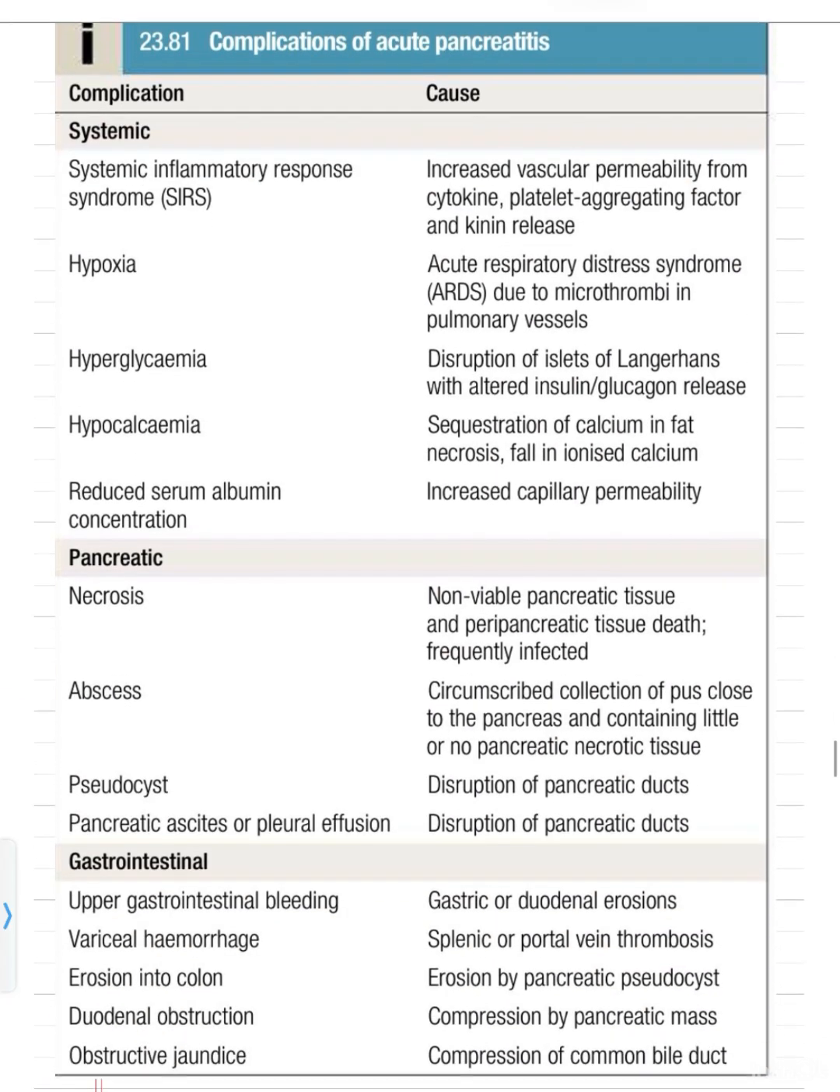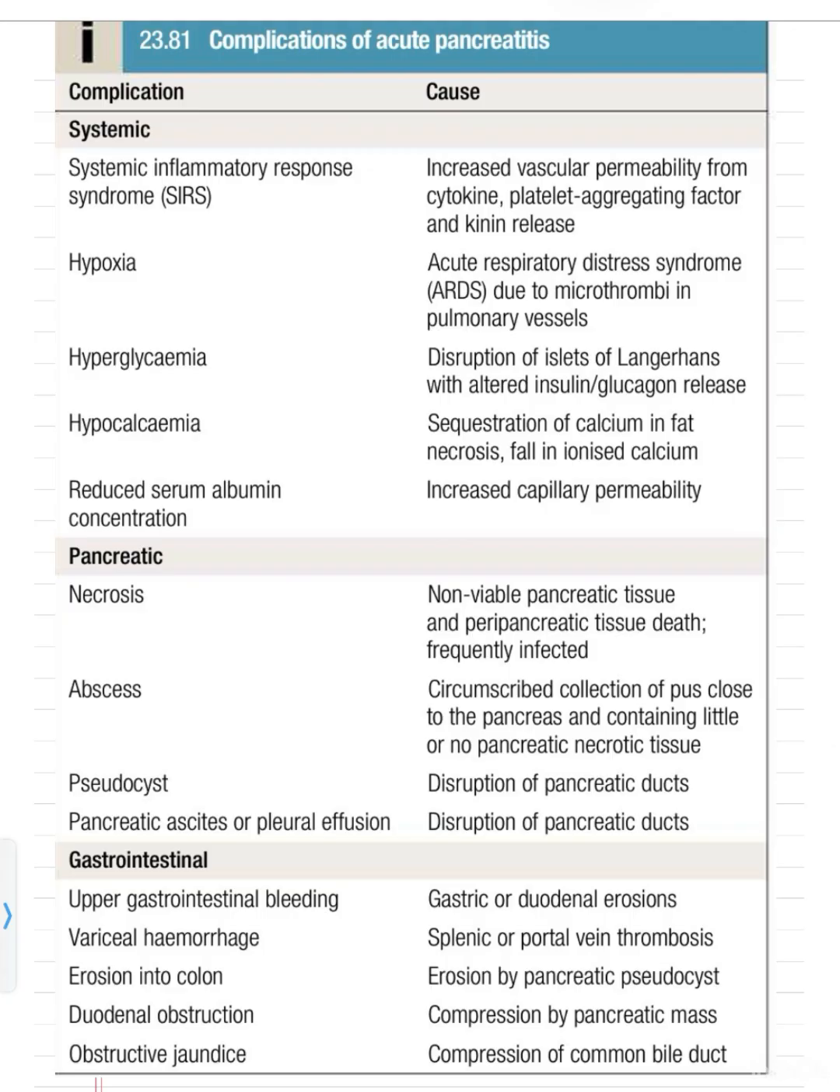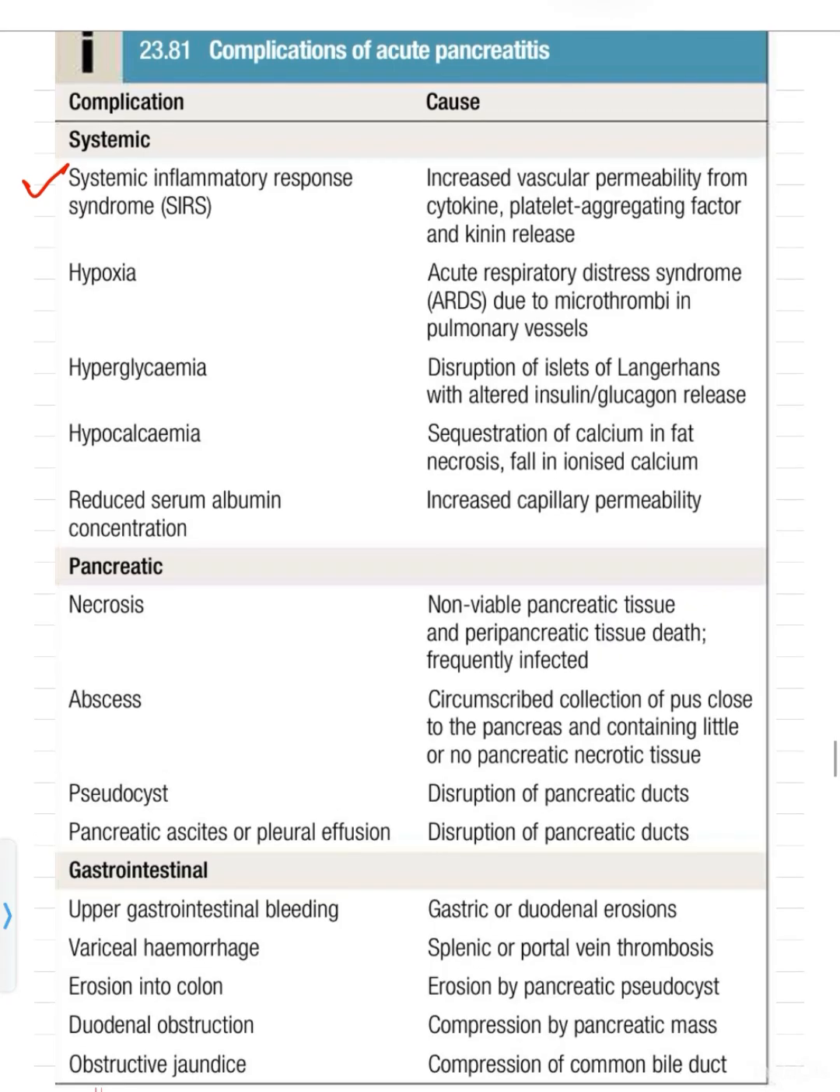Now coming to the text from where it has been asked. Complications of acute pancreatitis. There could be systemic complications, and there can be pancreatic and GI complications. Systemically, there is SIRS, systemic inflammatory response syndrome. Why does it occur? Because there is vascular permeability from the cytokines, platelet aggregating factors, and kinin release. Then hypoxia because of ARDS.